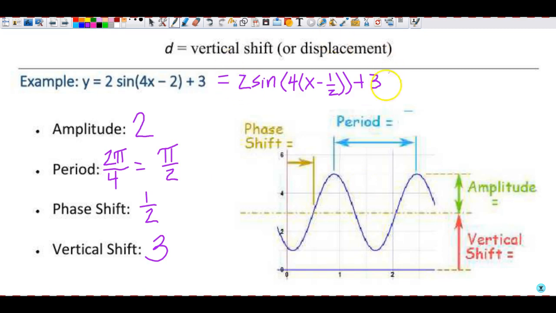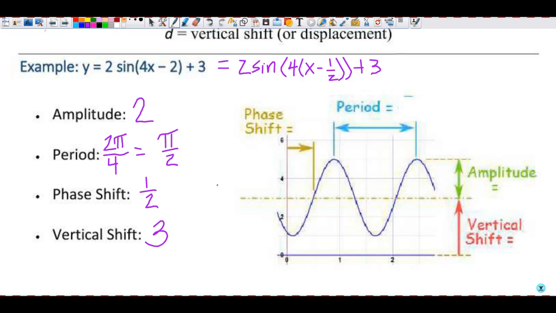So just looking at this, identifying, then you should be able to work backwards. Also, if you were given these things, you should be able to take these and adjust them to put them into an equation.